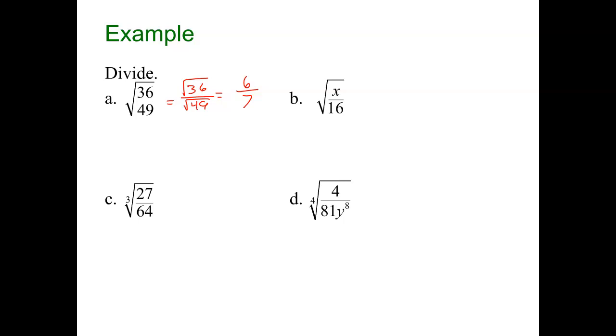When we look at b, x is not a perfect square. I can't square root x, but I can square root the 16. So this is when the split is really important. I have the square root of x over the square root of 16. I can square root the 16 to get 4, but the square root of x will just stay the square root of x. Can't do anything else with it. So I can simplify part of it and leave the other part unchanged.